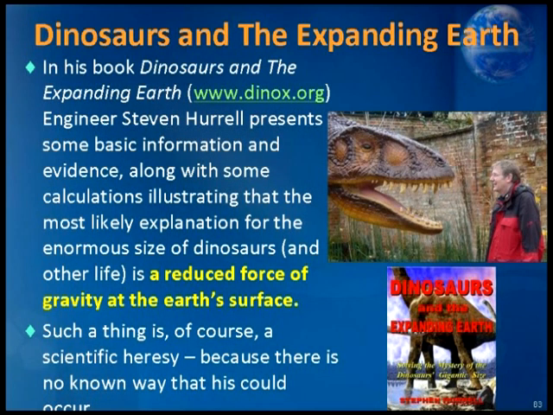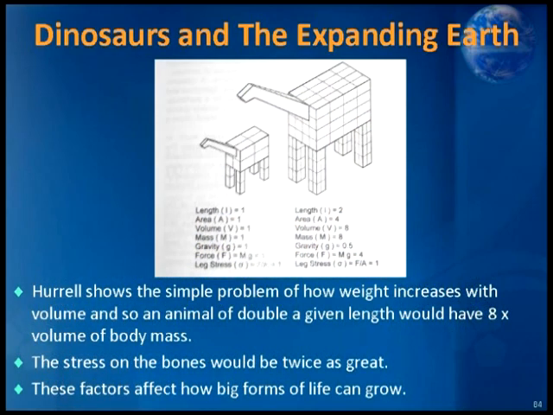Now, in his book, Dinosaurs and the Expanding Earth, which I got for about £6 off Amazon, a very easy read, Stephen Hurrell presents some basic information and evidence along with some calculations illustrating that the most likely explanation for the enormous size of the dinosaurs and other life is, guess what? A reduced force of gravity at the Earth's surface. Why would that be? Because the Earth was smaller then, folks. Less mass. And of course, you can't have that. That's science heresy. It's just not possible. So people don't just ignore it. But again, if you do the calculations, like in that table, as Stephen Hurrell did, you show the simple problem of how weight increases with volume.